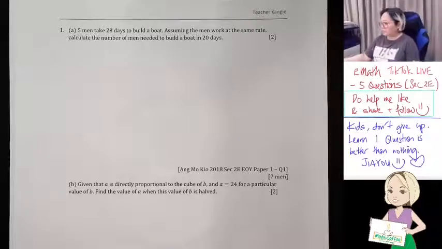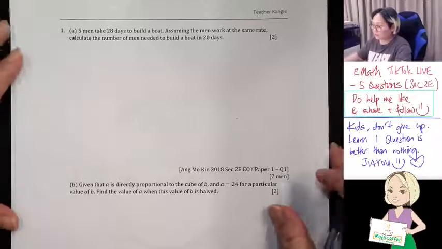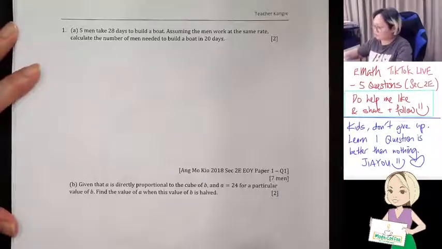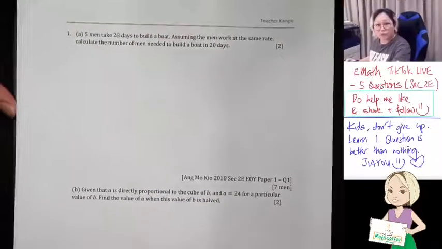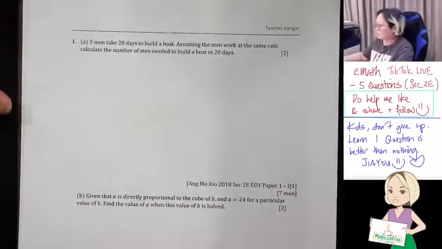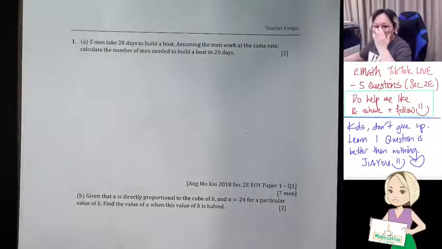Okay, I'm going to start. If not, I will not have enough time. So the first question is direct inverse proportion. I'm going to teach you this question first. Then after that, I'm going to talk about this three variable thing. Okay.